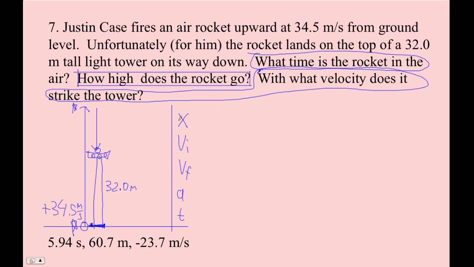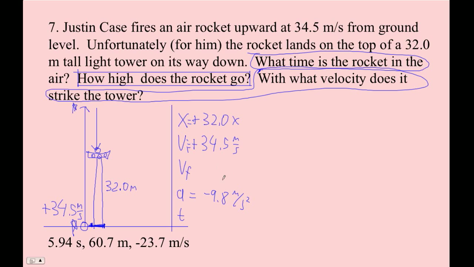Now, my net displacement, my net change in position from beginning to end, not the distance I travel, but the net change in position, is just that I end up being 32 meters higher than I started. And that's what X means. It doesn't mean distance, it means net change in position. And then my initial velocity is positive 34.5, right, and then our acceleration the whole time is negative 9.8 meters per second squared, right?